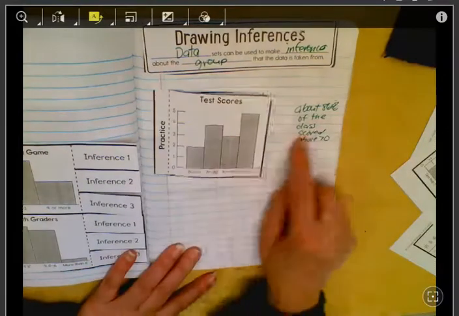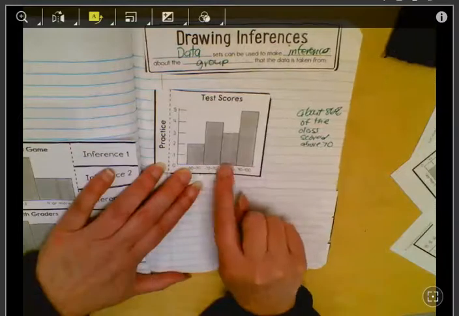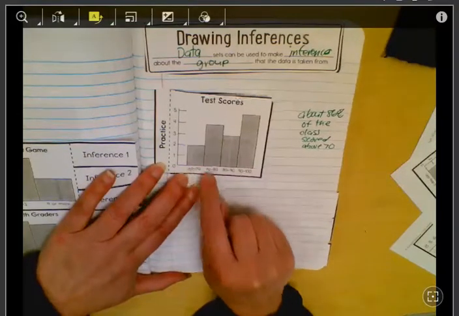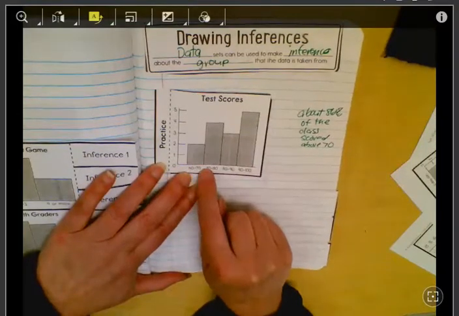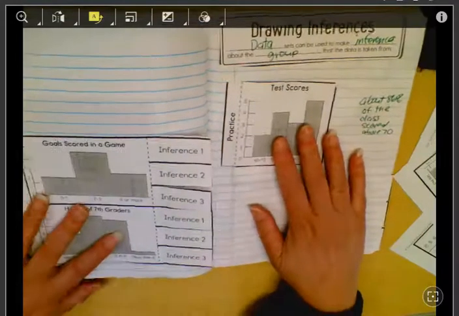Another thing you could have come up with is about 86% of the class scored above 70. So you can also say you didn't have very many fail. Only 2 people did not do well on it. And 60 to 70 is still a D for us, so really nobody failed on this one, which is kind of cool. So on these, you're going to try to make 3 inferences.